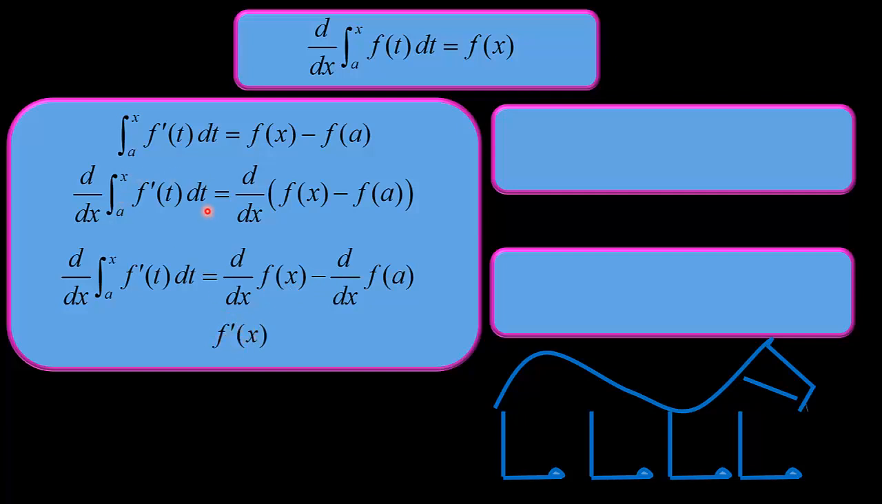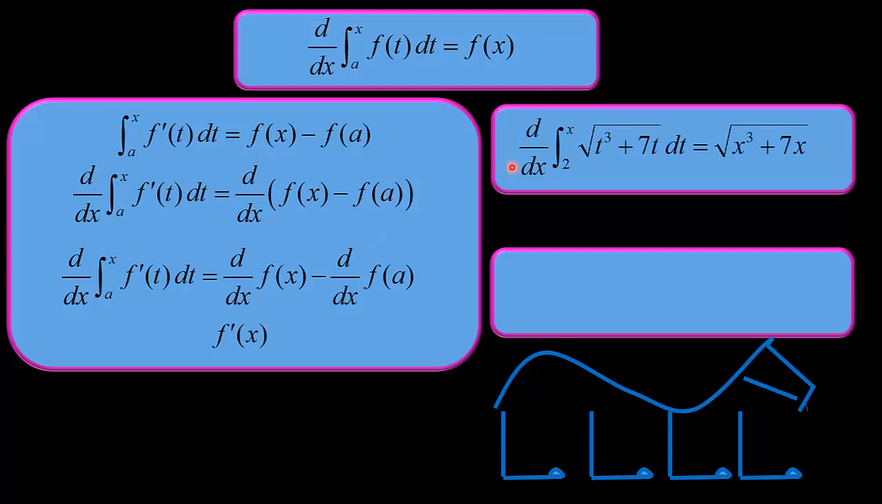In other words, notice we start off with f prime of t. When we differentiated this integral, we end with f prime of x. It's just like we replaced the t with an x. See? Same function, f prime, f prime. Here's a t, here's an x. Now let's look at an example.